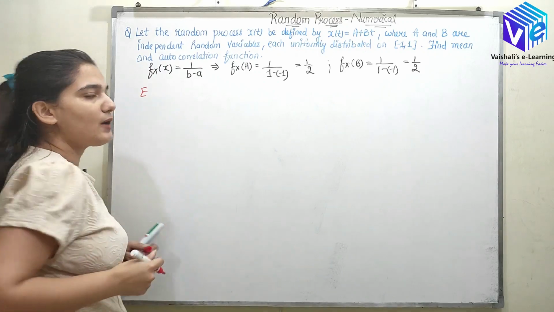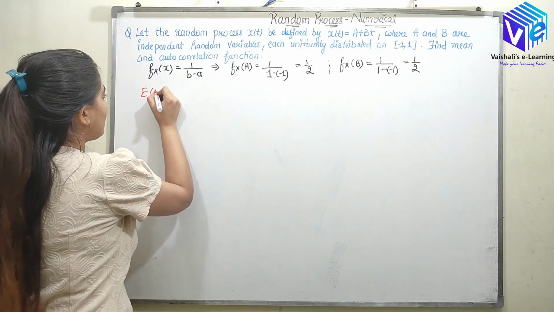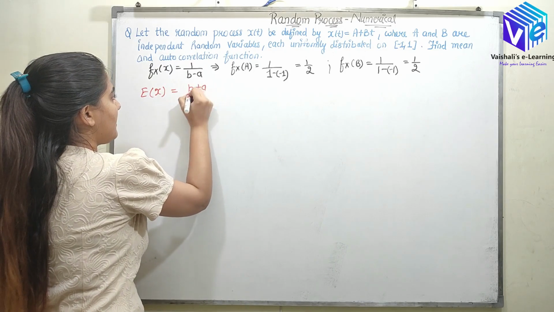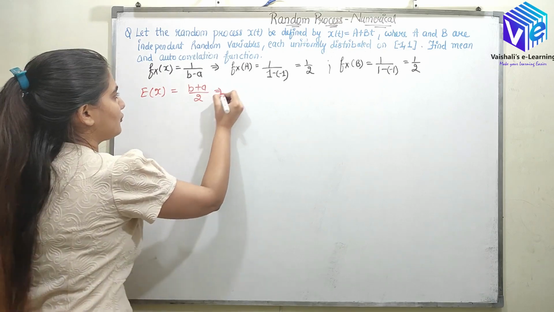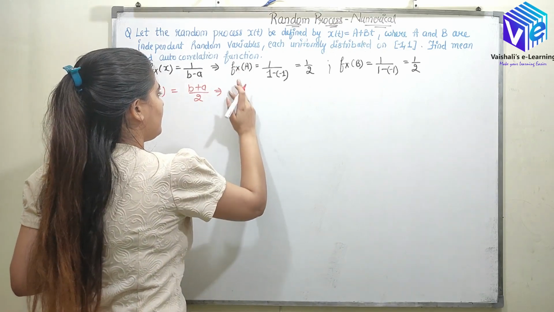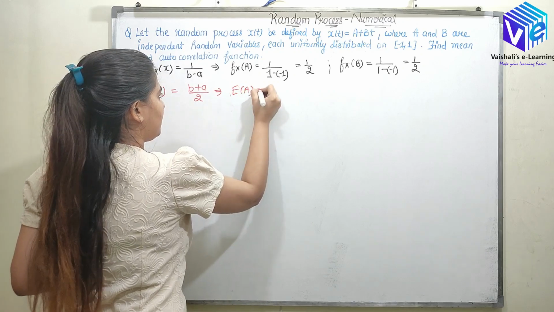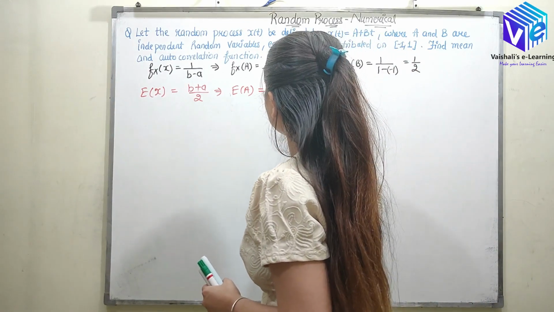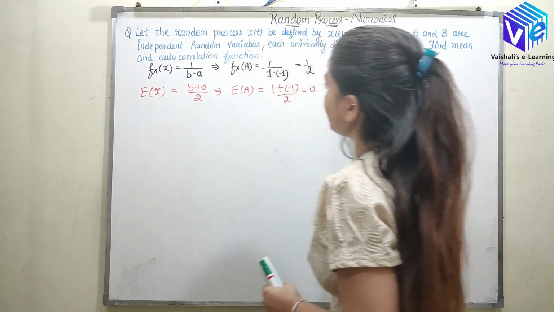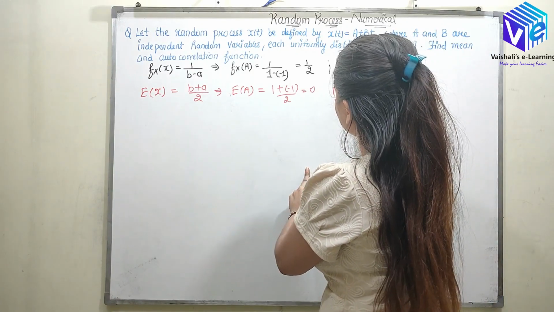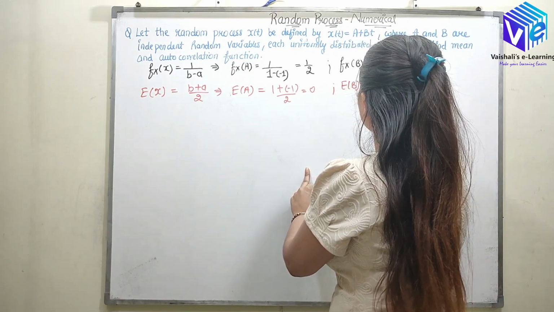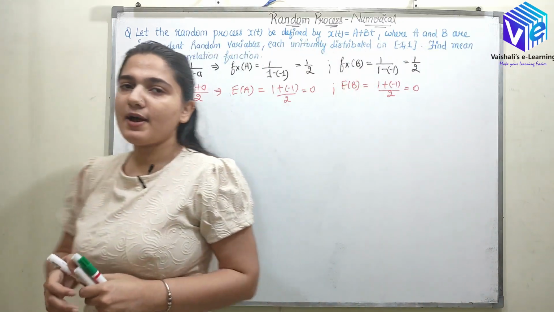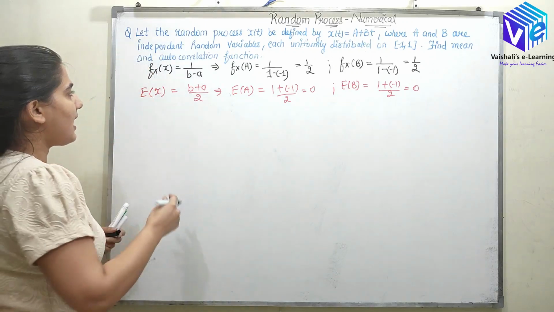The next thing I require is the mean of A and the mean of B. The mean of X in the case of a uniform distribution is given by (b + a)/2. So the mean of A is (1 + (-1))/2, which is 0. Similarly, the mean of B is (1 + (-1))/2, which is 0. So now I have found the mean and the PDF.